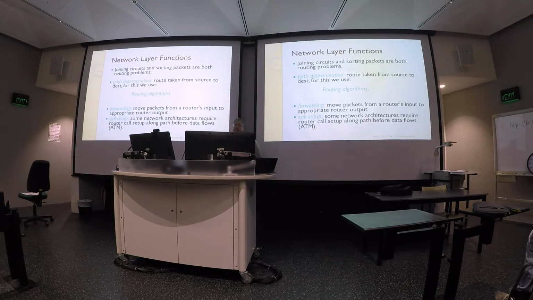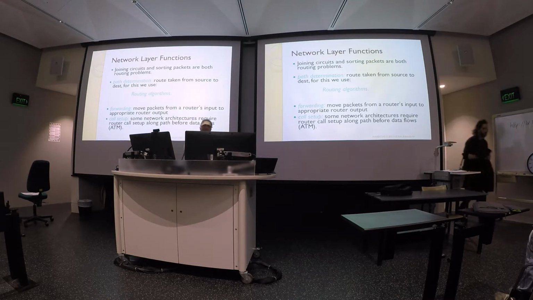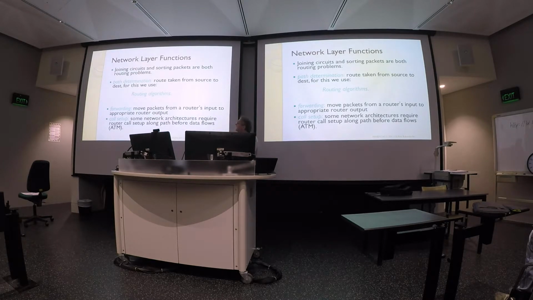So we have to do some path determination, that is, working out your route from source to destination. For this we use what are largely called routing algorithms. And of course we're going to concentrate on packet switching in this. Forwarding is the first function of a router. Basically, what a router does is it processes data from its input queue to its output. It's not a very exciting life.